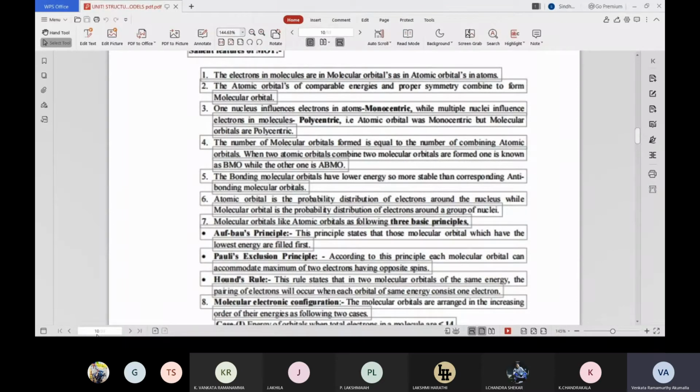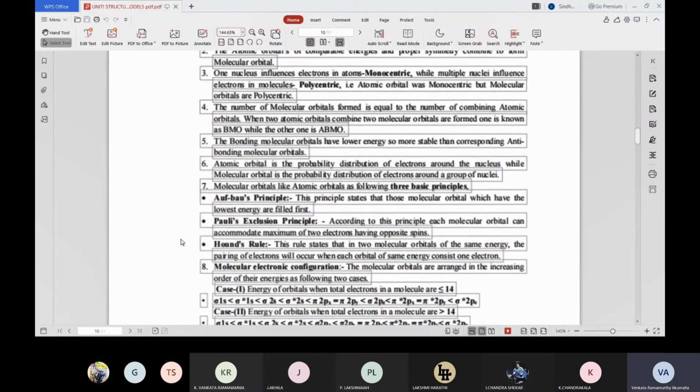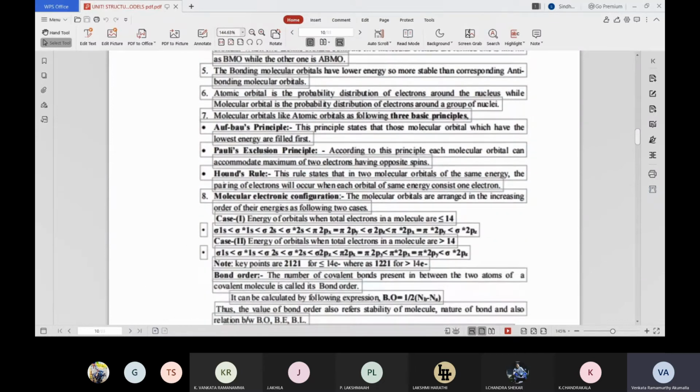And these 3 rules depend upon the molecular orbital theory: the Aufbau principle, Pauli's exclusion principle, and Hund's rule. Those are the 3 rules. Another one is molecular electronic configuration. That is a must and should important point, configuration.